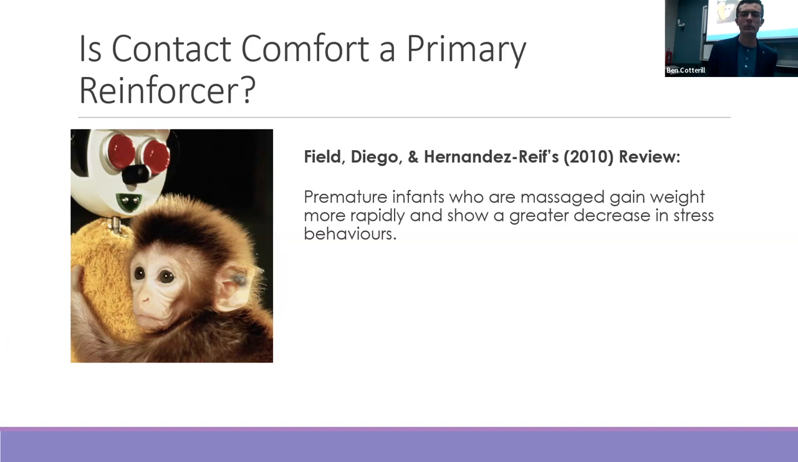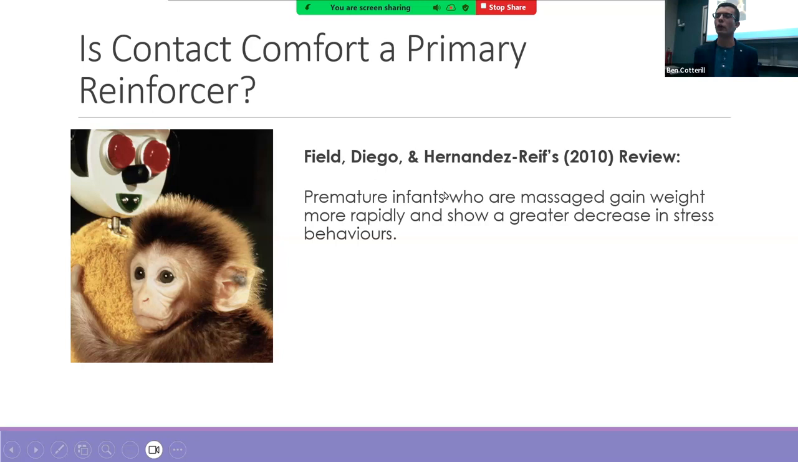Now, this idea of contact comfort became quite well studied and has had a number of important implications. For example, premature infants, if they're given contact comfort, i.e. massaged, they're more likely to survive, they're more likely to have weight gain, they're less likely to have stress behaviors.